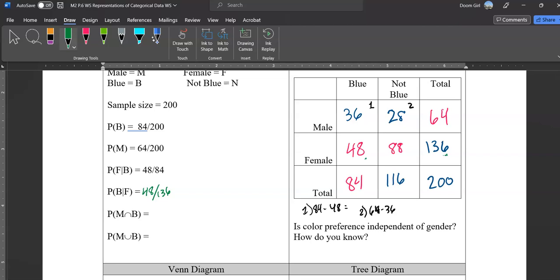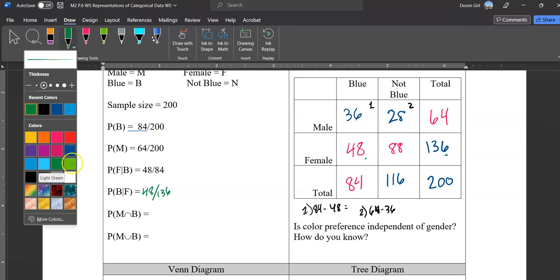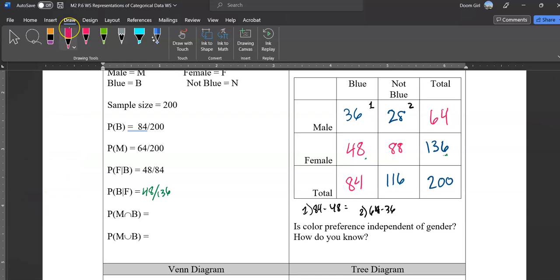Okay, probability of picking a male and them liking the color blue. We've got only one number for that, and that happens to be 36 right here. So 36 are both males who like the color blue, out of 200.